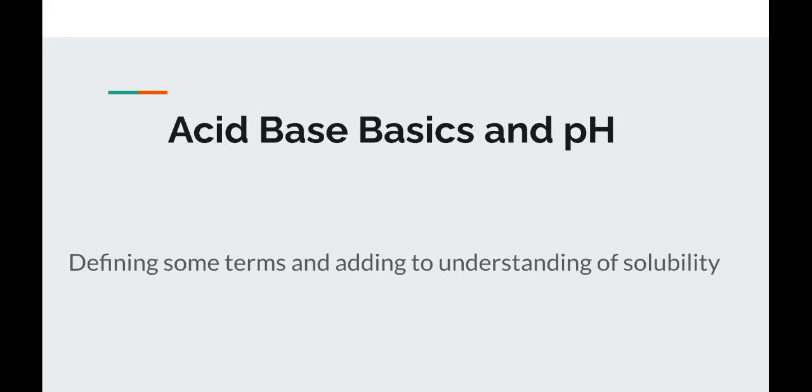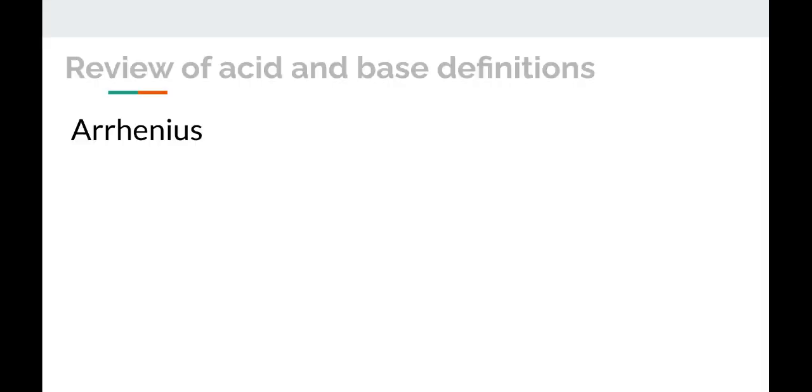In this video, we're going to start out talking about acid and base chemistry and a concept called pH that's important in understanding how acids and bases are described. Let's just review our definition of acid and base.